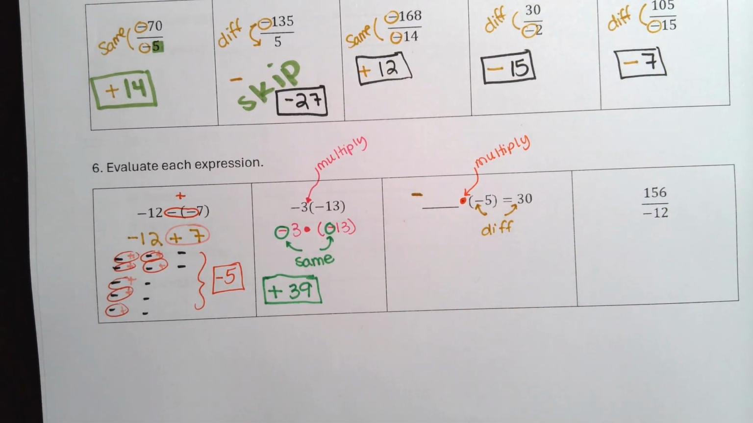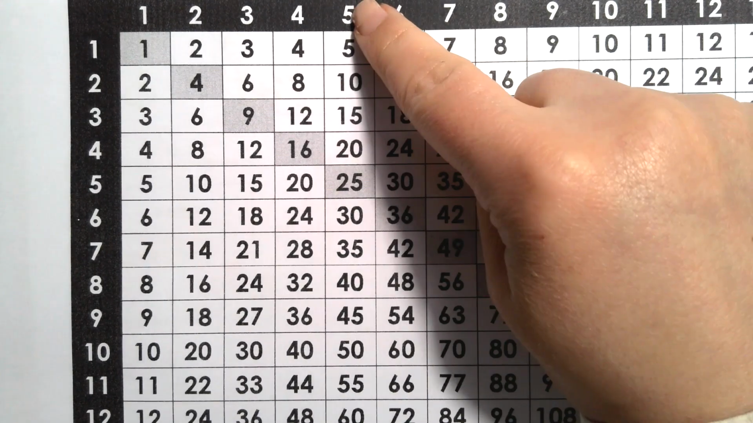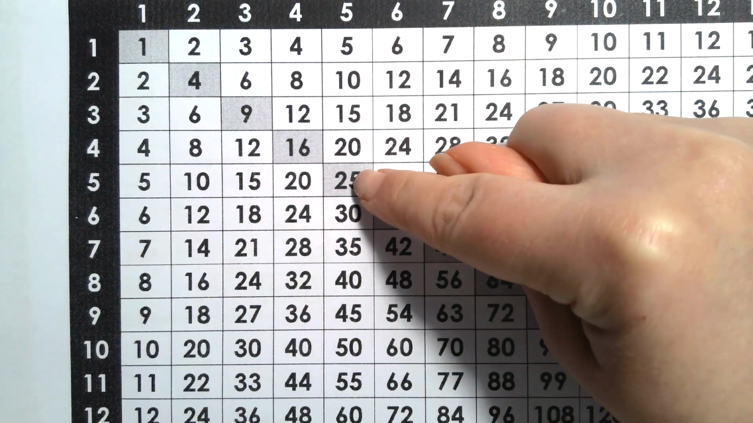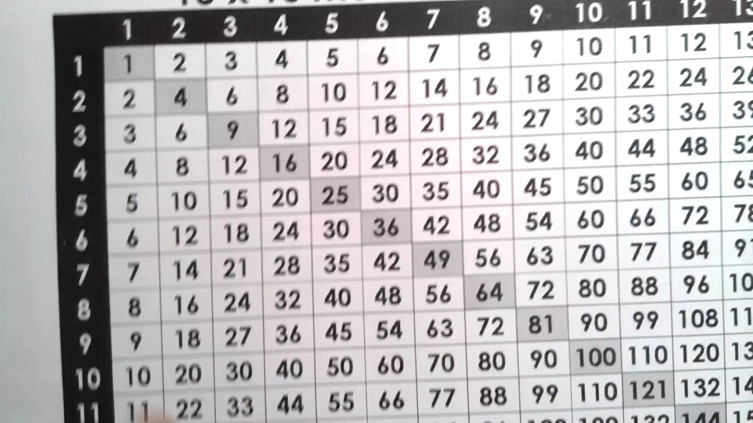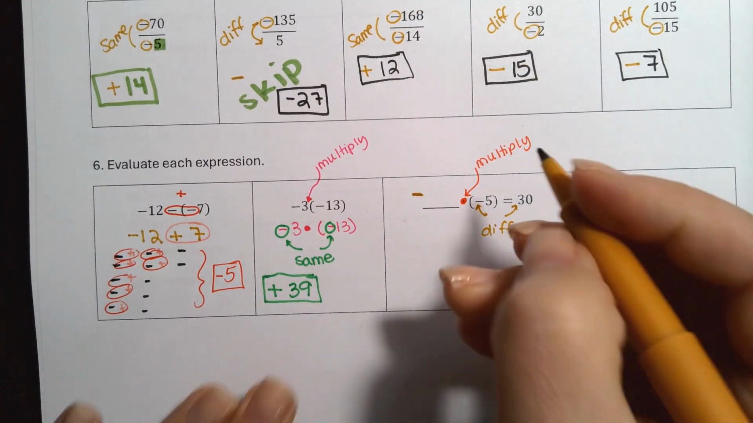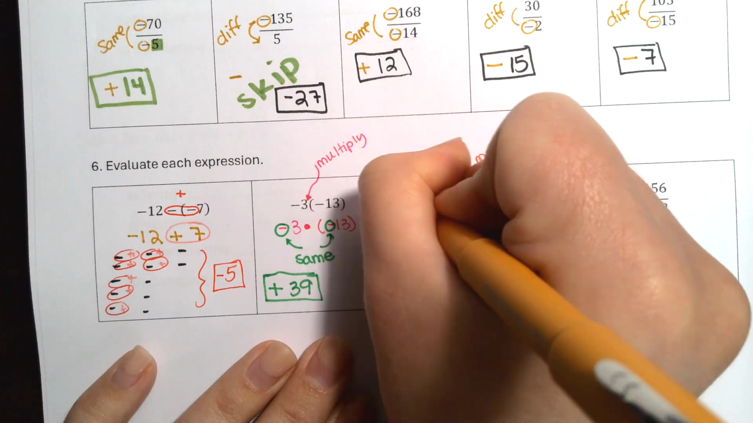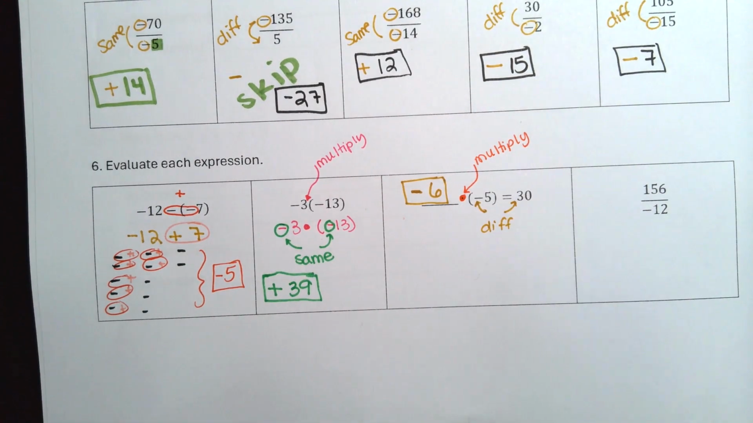I'm going to find 5 and I'm going to find 30. Here's 5. No, no, no. Yes, here's 30. Drag your finger across. That is 6. So my multiplier is -6 times 5.